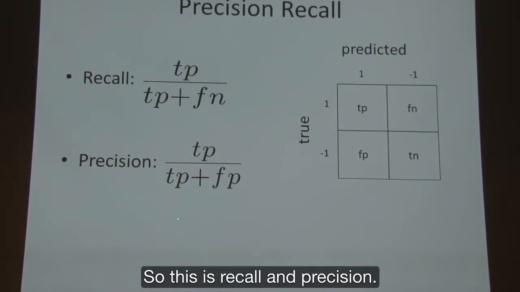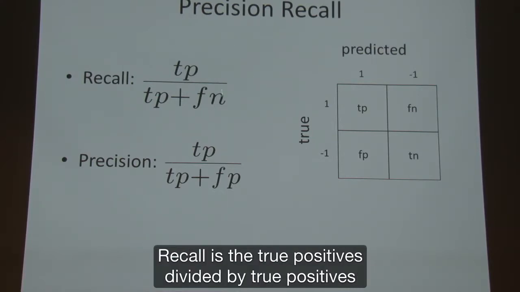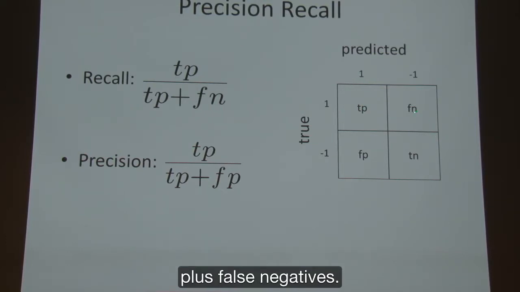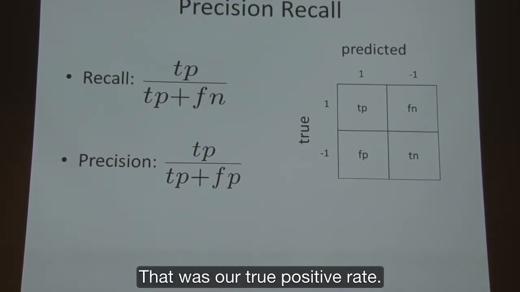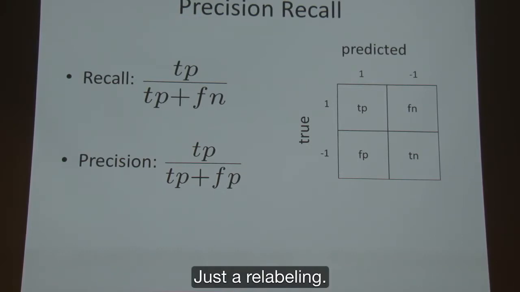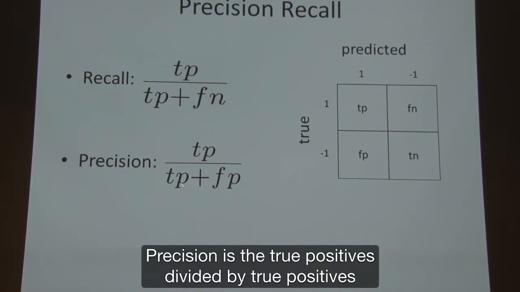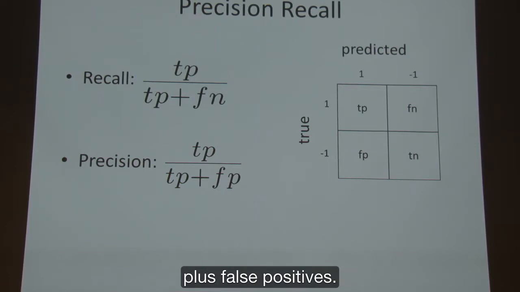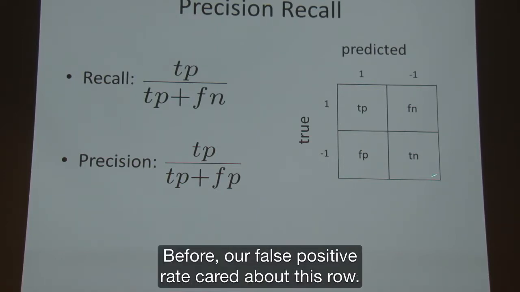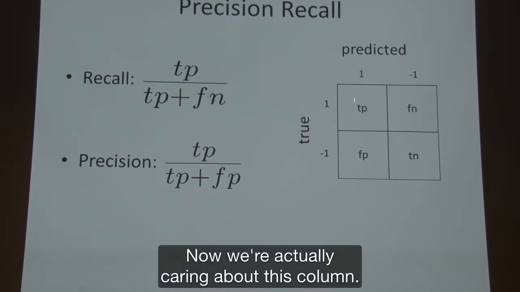So this is recall and precision. Recall is the true positives divided by true positives plus false negatives. We've seen this before. That was our true positive rate, just a relabeling. It's just a different name, and now we call it recall. But now this changed. Precision is the true positives divided by true positives plus false positives. Before, our false positive rate cared about this row. Now we're actually caring about this column.